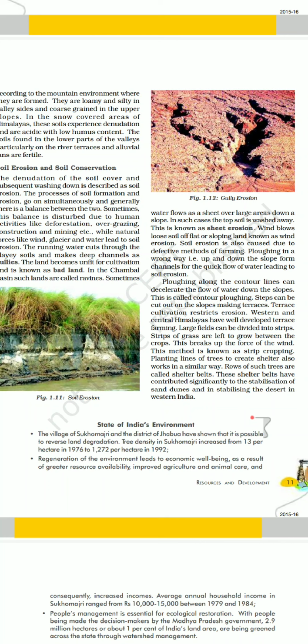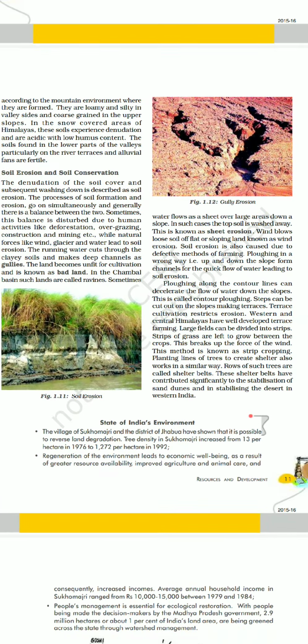Next, it is explaining the shelter belt. Shelter belt also is one of the best methods to conserve soil or avoid soil erosion. That is, planting lines of trees to create shelter helps in the stabilization of sand dunes and in stabilizing the desert in western India. Rows of such trees are called shelter belts. So these are the four prominent ways in which we can prevent soil erosion, or else the ways in which we can conserve soil. So now we conclude today's class.